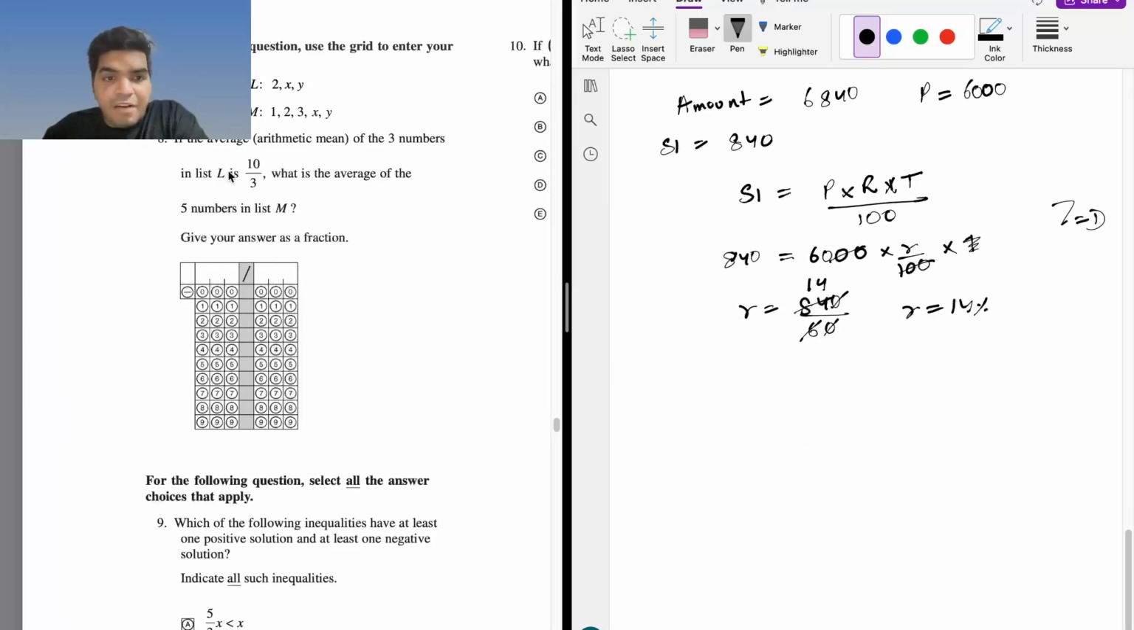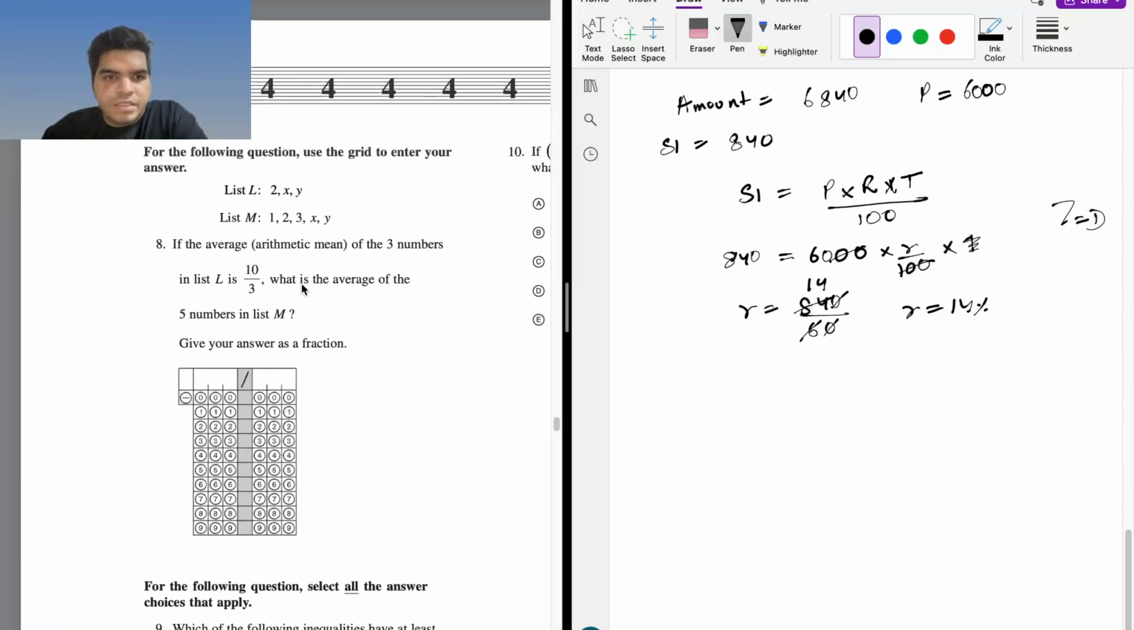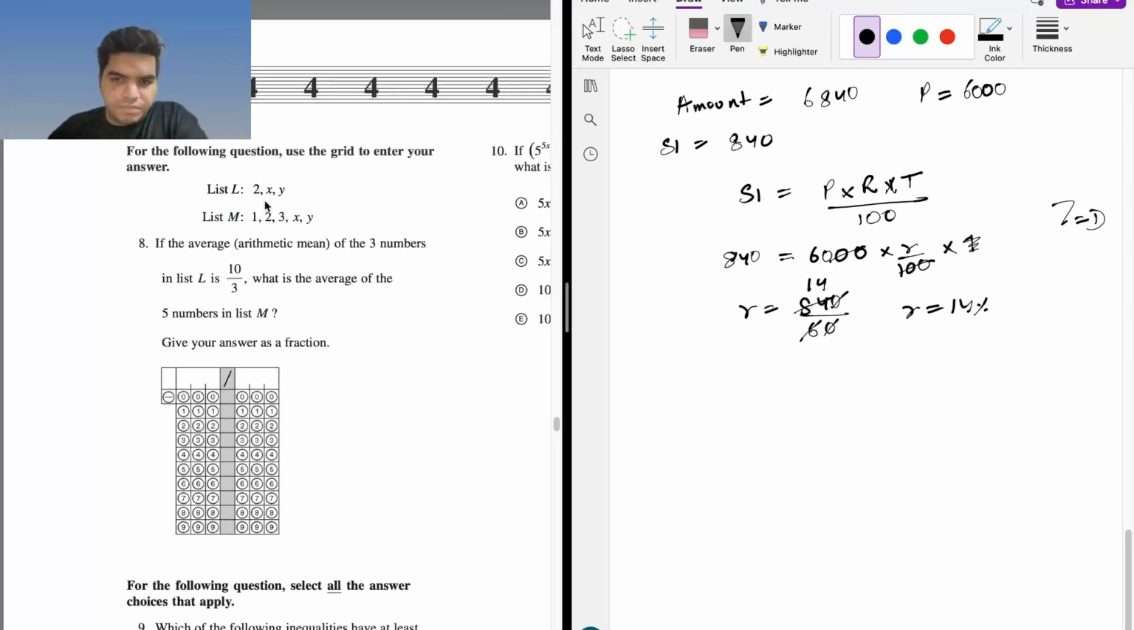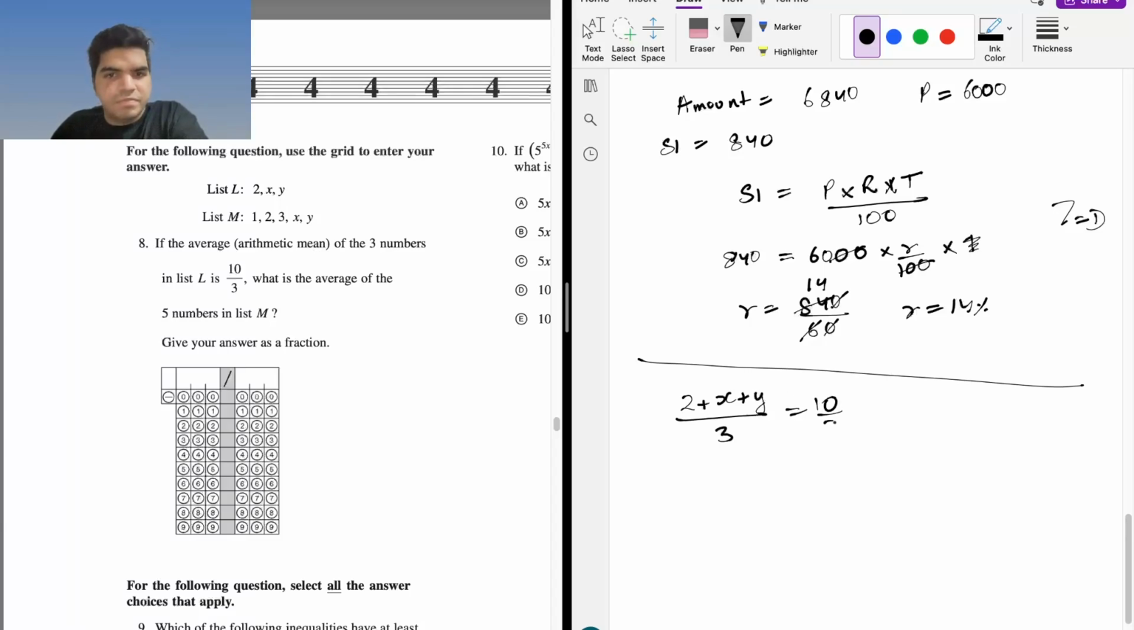Eighth question. If the average, the arithmetic mean, of three numbers in list L is 10 by 3, what is the average of five numbers in list M? Okay, so list L is given. It's a very intuitive question, I would say. You have to figure out a few things, but it's fun. Arithmetic mean is given. That is, 2 plus x plus y upon 3 is given as 10 by 3. Am I right?